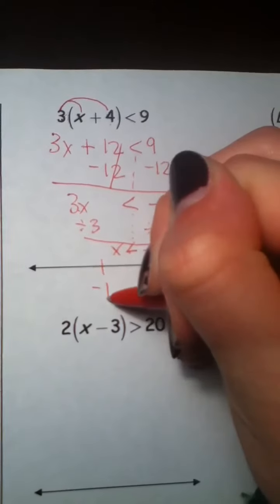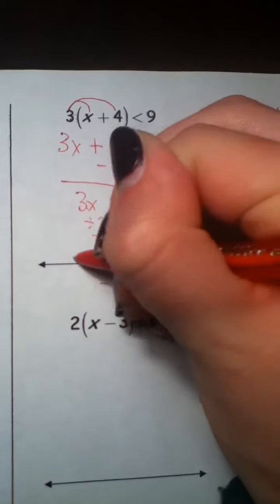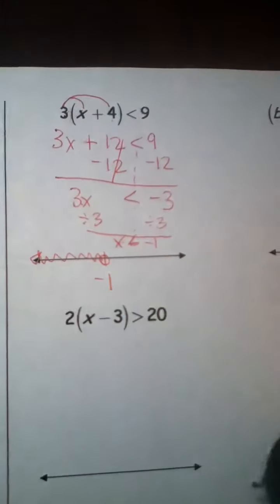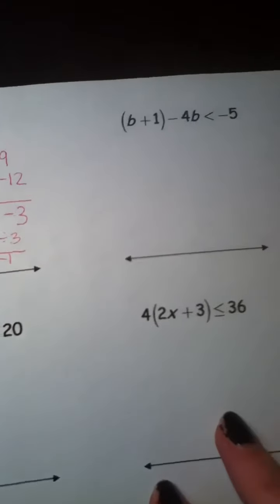So, negative 1 on the line, open circle. X is less than, so x needs to be smaller than negative 1. Okay, next one, moving over.